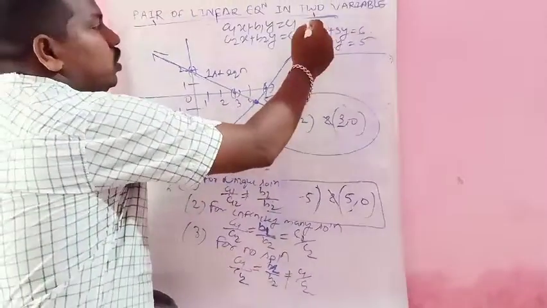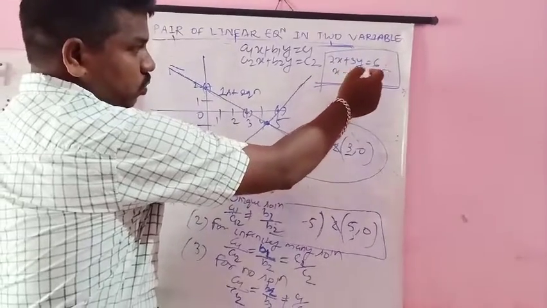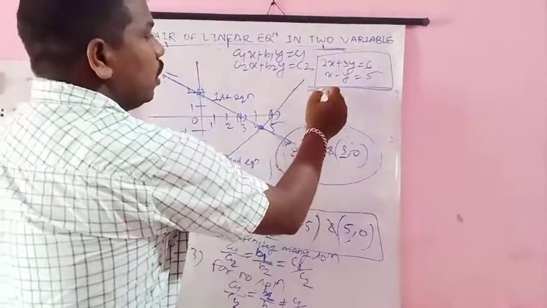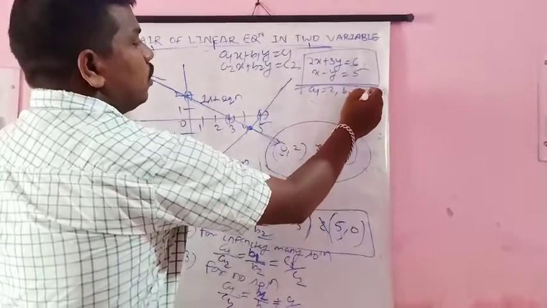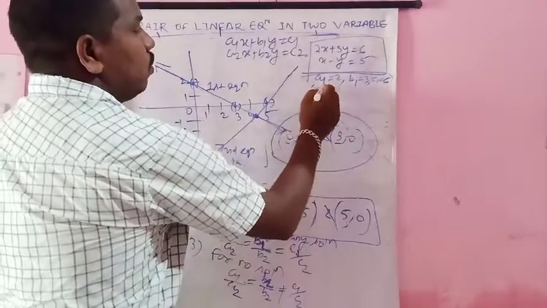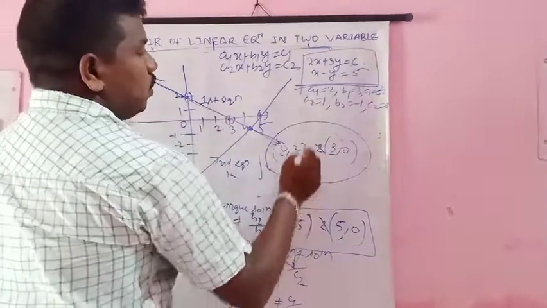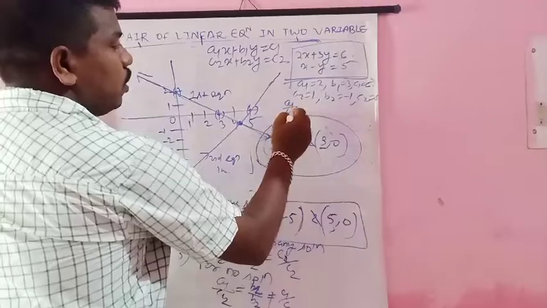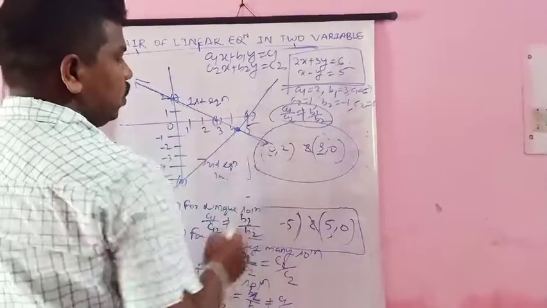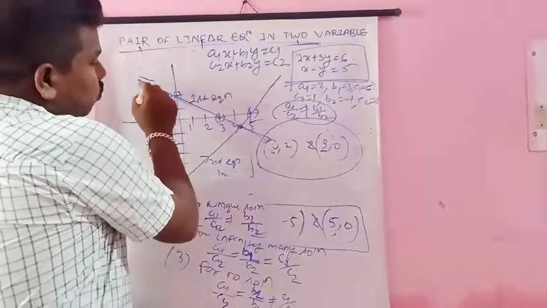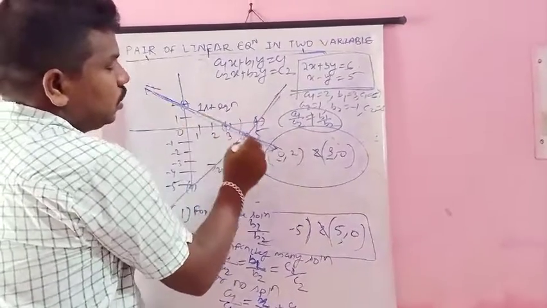So we have to check here. These equations are 2x plus 3y equal to 6 and x minus y equal to 5. So here a1 equal to 2, b1 equal to 3, c1 equal to 6, a2 equal to 1, b2 equal to minus 1, c2 equal to 5. So here you see that a1 by a2 is not equal to b1 by b2, so it is a unique solution. A unique solution means two lines intersect at one point. That is known as intersecting lines.